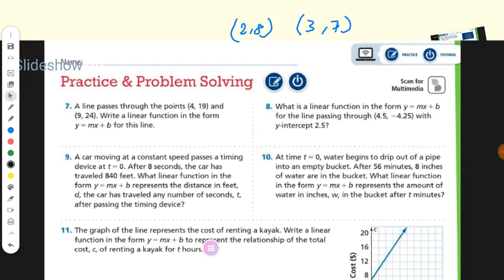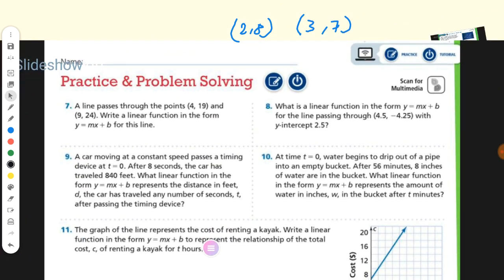As you see here, number 7, he gives me 2 points, 1 and 2, and he wants the equation. So x1, y1, x2, y2, and get the slope by the formula m equals y2 minus y1 over x2 minus x1, and calculate it to find m. Then what about the b? I will substitute with any point. So after we calculate m, equal what?